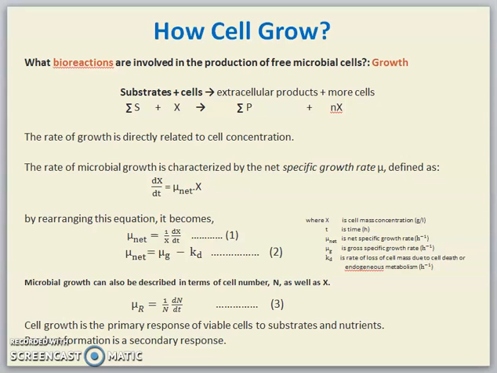Cell growth is the primary response of viable cells to substrate and nutrients. The product formation will be a secondary response. So before we can produce a bioproduct, what is the first step that we have to do? The answer is we need to grow cells, and therefore we need to understand how the cell is growing and the underlying concept of the growing of the cell.